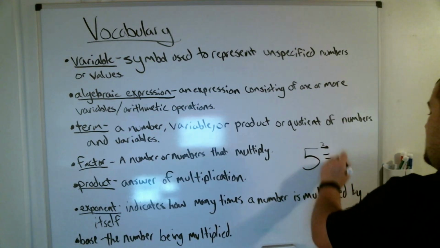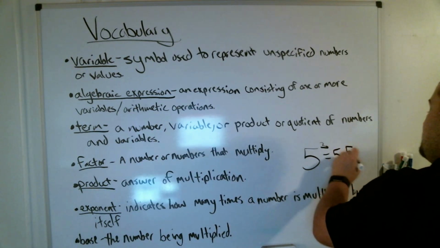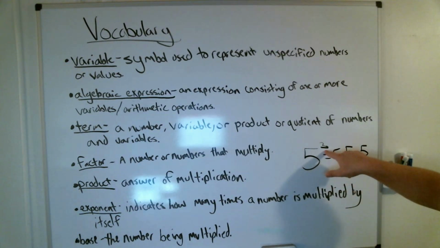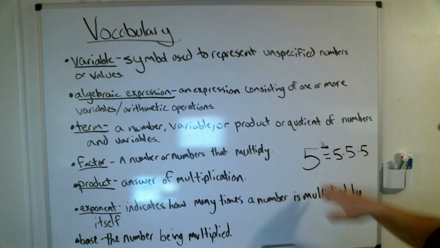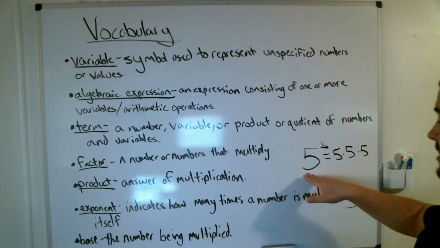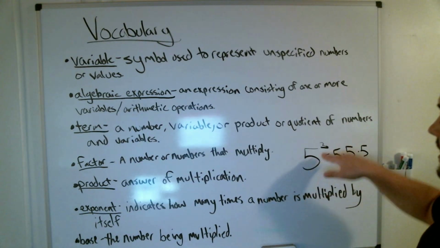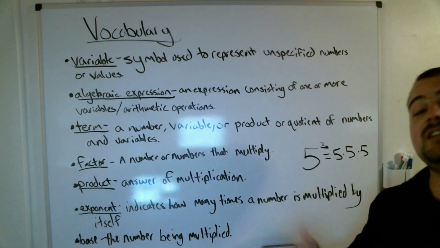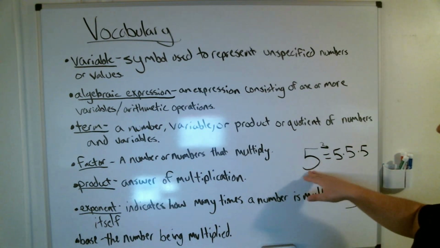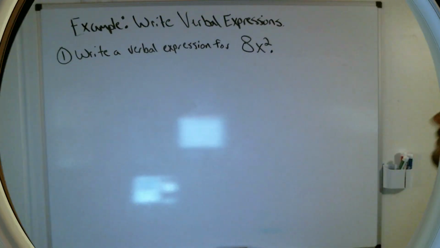So if you were to write it out, it really looks like 5 times 5 times 5. The exponent is the little small number up top. The base is the big number down below. And again, the base tells me what number is being multiplied, where the exponent tells me how many times that number is being multiplied. So if you were to read this, it is 5 to the third power.